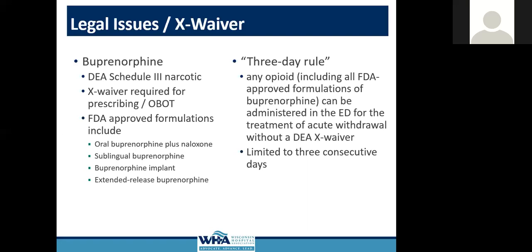The X-waiver is really about prescribing. It's about giving a patient a prescription so they can go to a pharmacy and have take-home medication. Even if you are not X-waivered, there's what's called the 3-day rule, where any opioid, including buprenorphine, can be administered in the ED, or in clinic for that matter, to treat acute withdrawal without a DEA X-waiver. The catch is you can only give it in the ED, so it has to be observed therapy in the ED, and you can only do it 3 days in a row. So you couldn't turn your emergency department into a buprenorphine clinic where a patient comes in every day of the month. And without a DEA X-waiver, you couldn't give the patient one dose in the clinic and then some to take home to get them through their PCP visit.